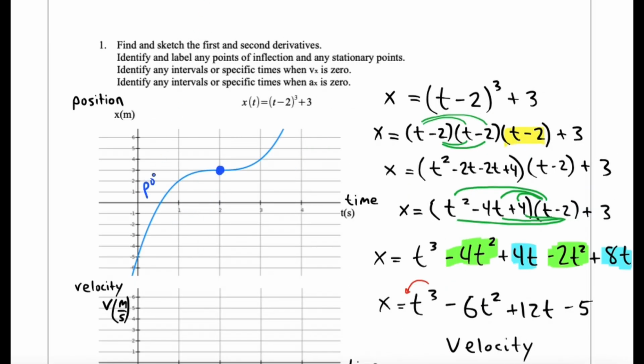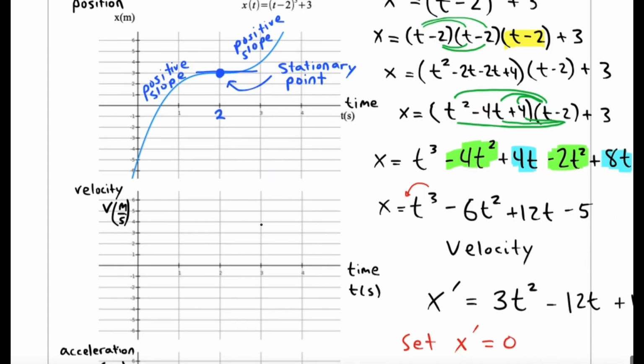We have a positive slope here to the left of 2, and we have a positive slope to the right of 2 as well. But the slope at 2 is 0. It's a nice horizontal tangent line there. So the type of point we have would be called a stationary point. It's called stationary because the object is at rest for just an instant. But it's not a min or a max.